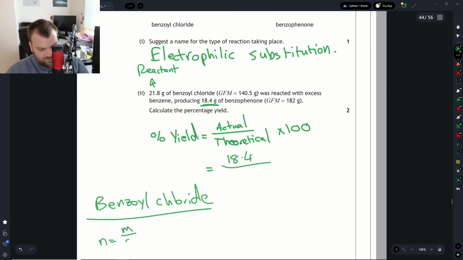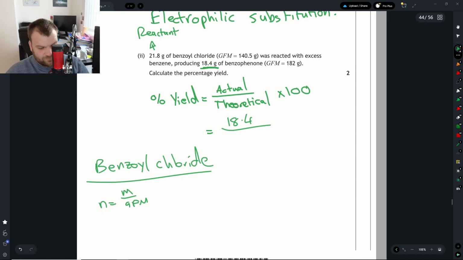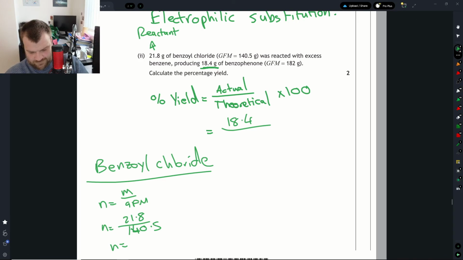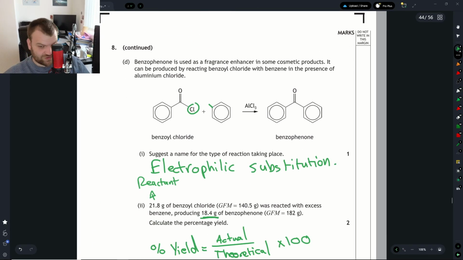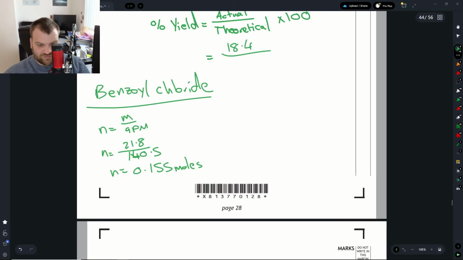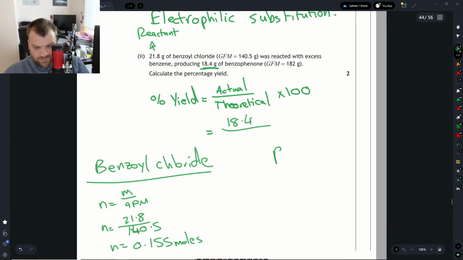So n equals m over GFM. 21.8 over 140.5. 0.155 moles. If we look at the equation up here, it's a 1-to-1 ratio, they're just joining together. That means our benzophenone will also have the same number of moles.